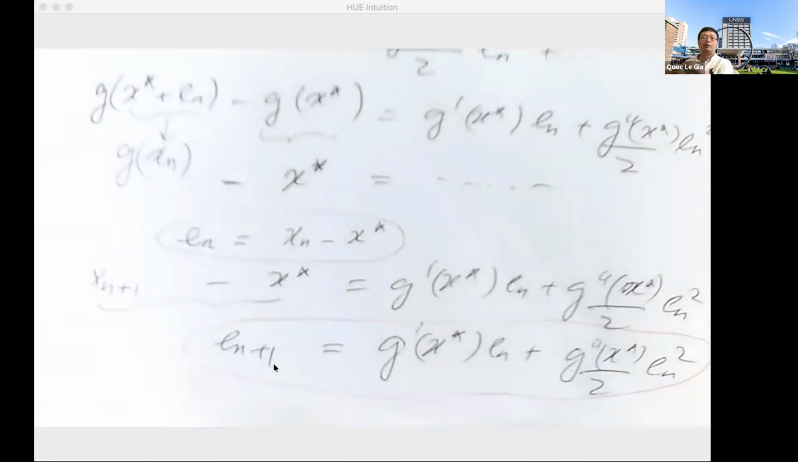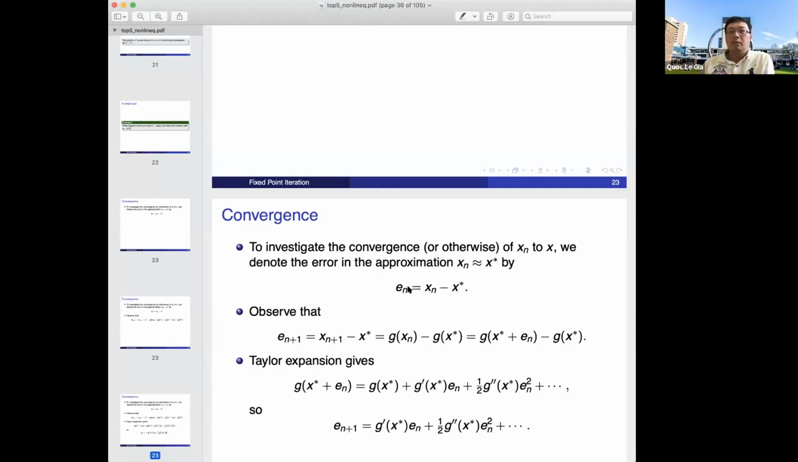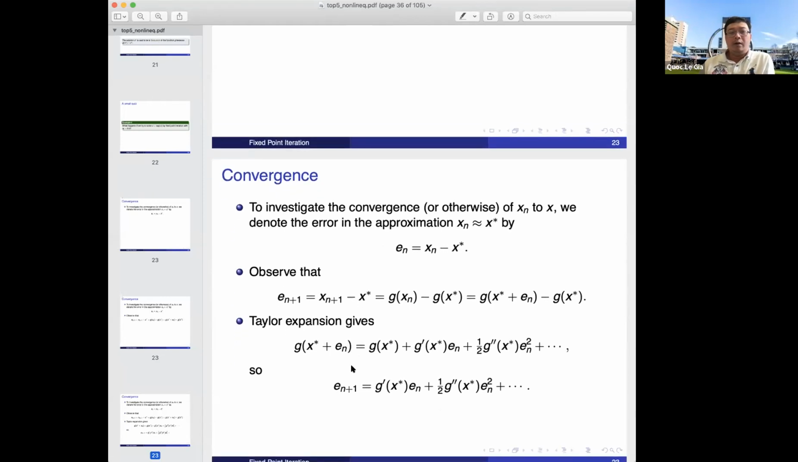So what does it mean here? You get it, right? Now this is the one I have in the slide. If I go back to the slide, this is exactly what is in the slide. You see that by applying Taylor expansion, then e_{n+1} is equal to g'(x*) e_n plus some higher order terms.